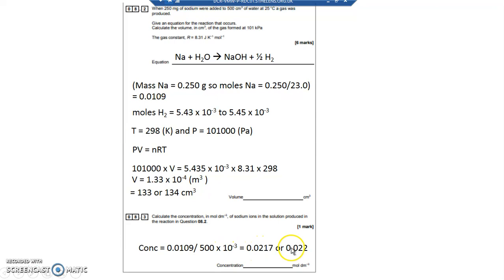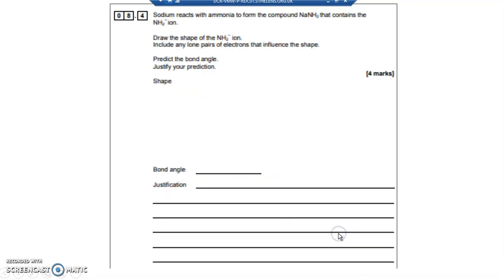as 0.0217. They actually allow 0.022 because most of these values are to 3 significant figures. So they allow it to 3 significant figures, except the 25 degrees C is to 2 significant figures. So they allow you to put your answer to either 2 or 3 significant figures. They'll allow both.